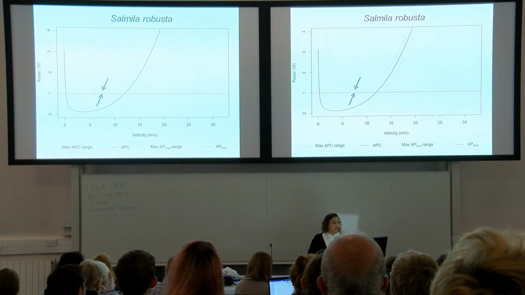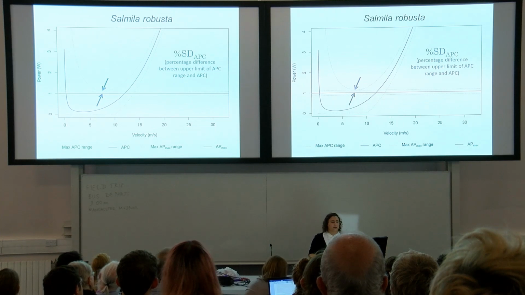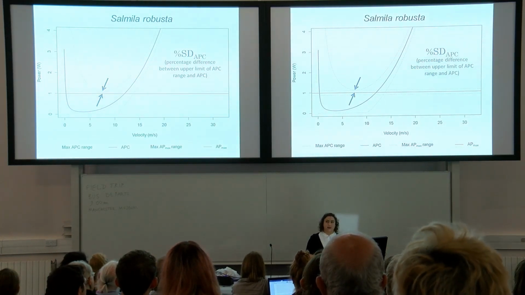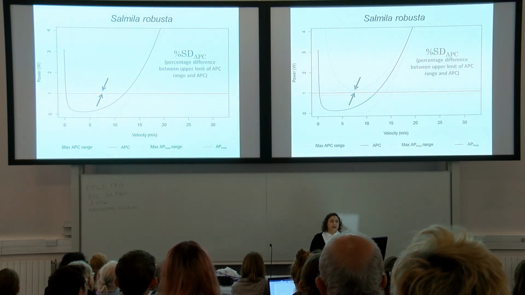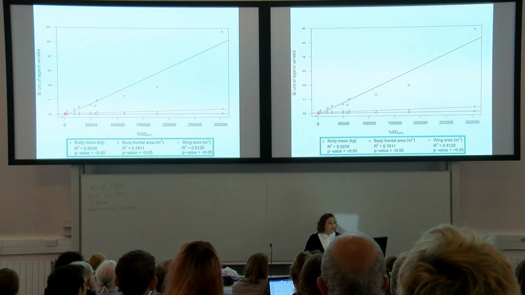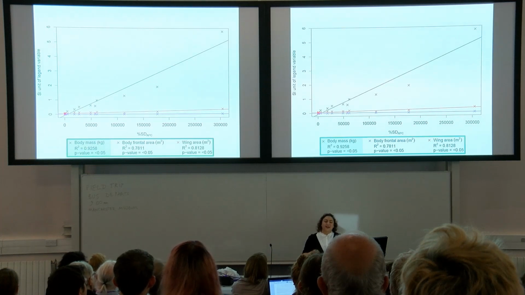Well, in order to answer that question, I decided to find the relative width of the error margins as the percentage difference between the upper limit of the range within which an APC can lie and the APC itself. And then I correlated that value against my morphological variables, as in body mass, body frontal area, and wing area. And this was the result. Now what's interesting is that every single one of the morphological variables is strongly and significantly related to my range width. In particular, though, body mass has a particularly strong correlation. So why would that be?